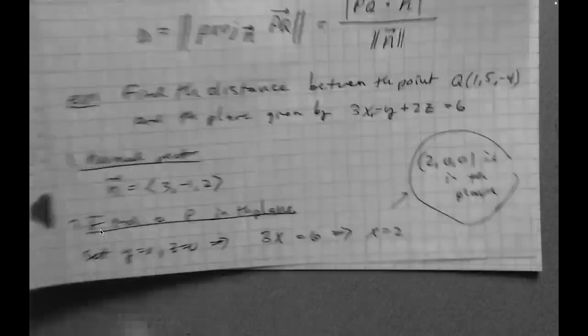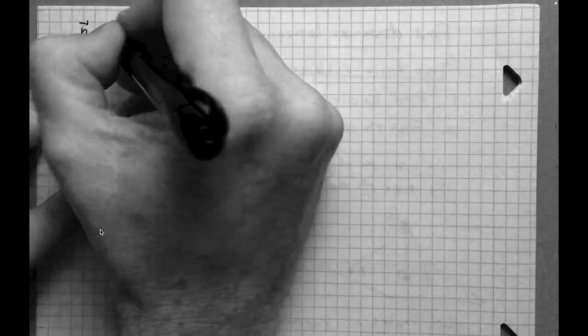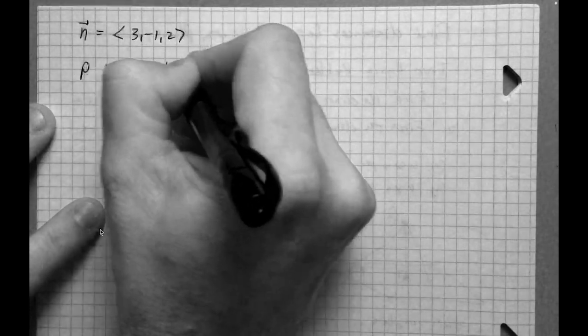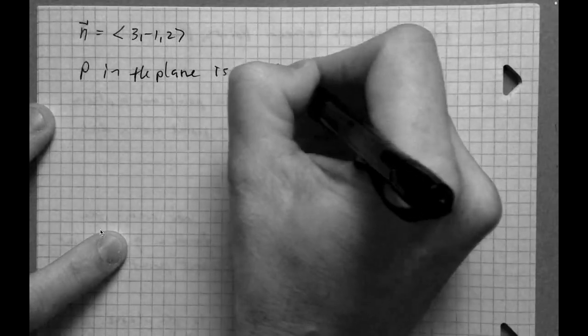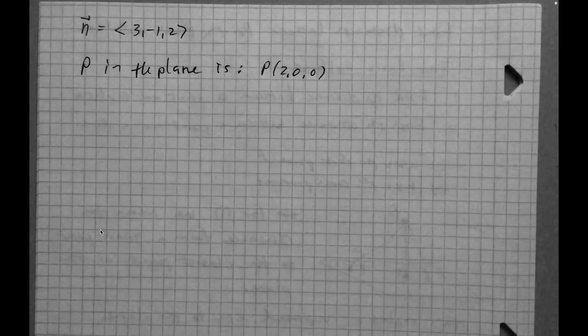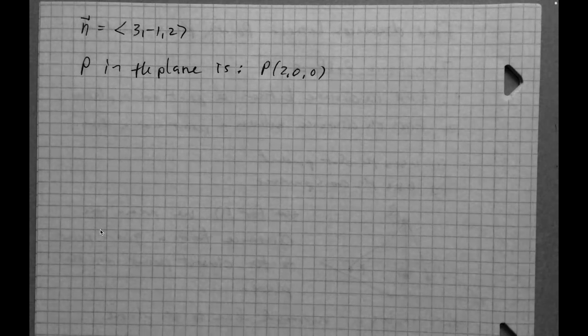Very good. So we've got a normal vector, and we've got a point P in the plane. Our normal vector is 3, negative 1, 2, and P in the plane is the point 2, 0, 0. Now we need the vector PQ, the vector that goes from P to Q. So P is in the plane, Q is the point outside the plane. We just need to create a vector there.